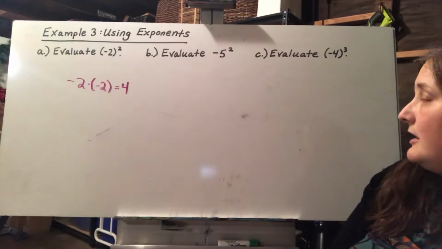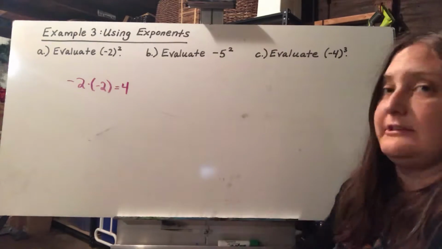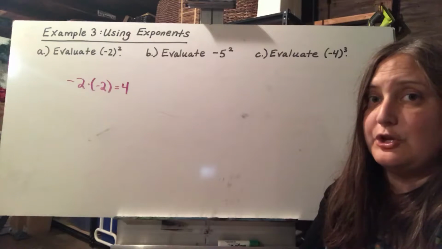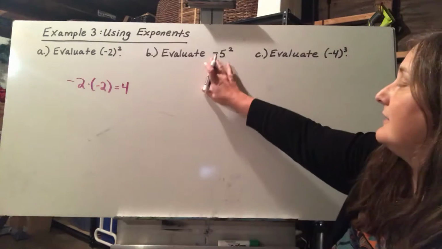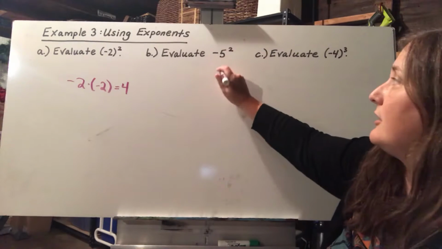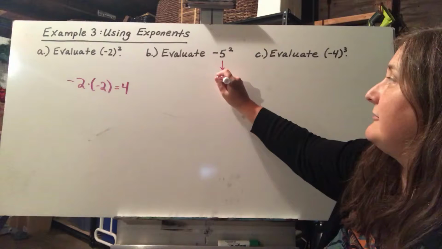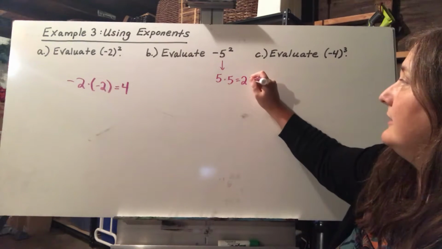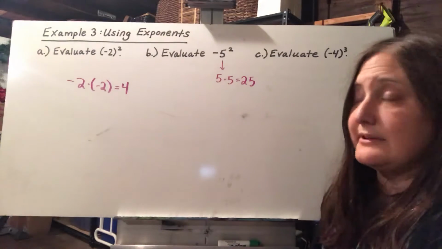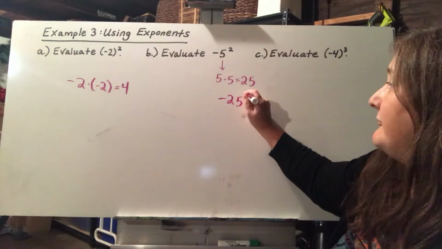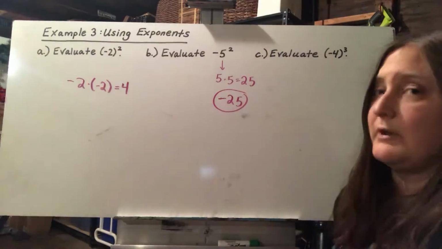In this next one, there are not parentheses around this -5. So the negative doesn't really go with the 5. It's more asking us the opposite of 5 squared. Well, 5 squared is going to be 5 times 5, or 25. And the opposite of that is going to be -25. So my final answer here is going to be -25.